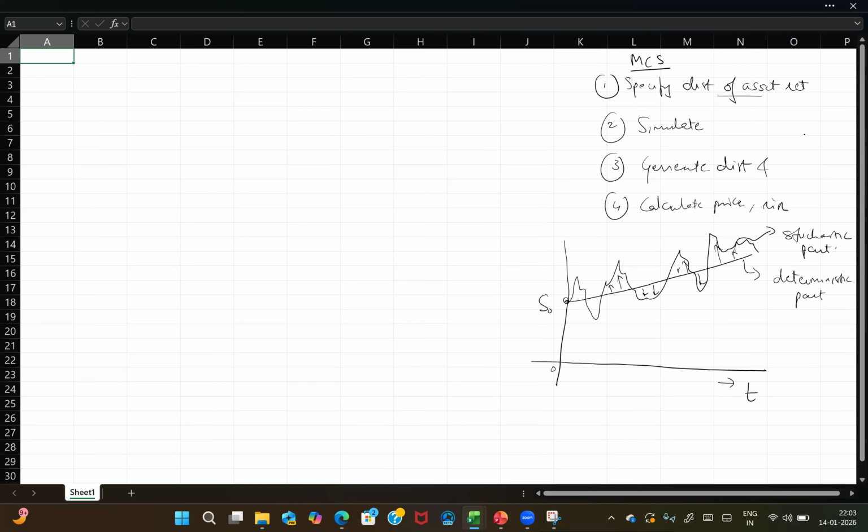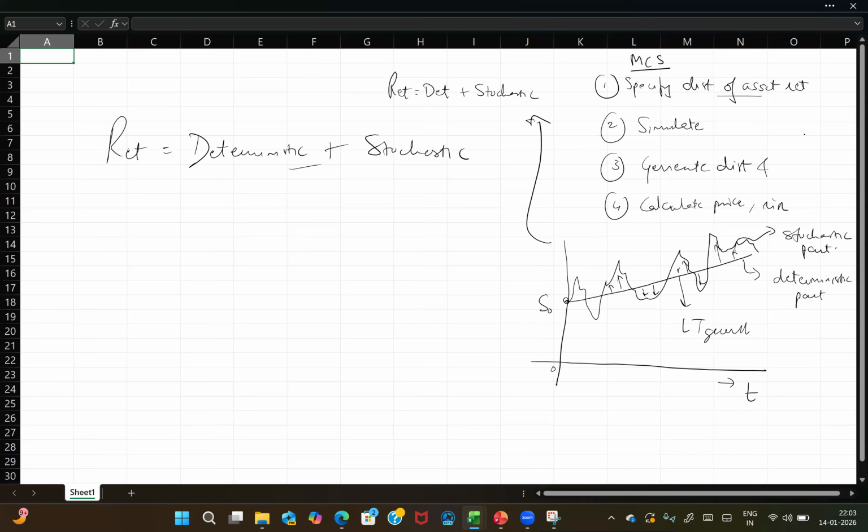So there are two sources of returns in a stock. Typically, I'm going to continue it here. One source is deterministic, and the other source is stochastic. Okay, let's write it bigger here. Deterministic and stochastic. Now, can I say that the deterministic return is based on long-term growth rate?